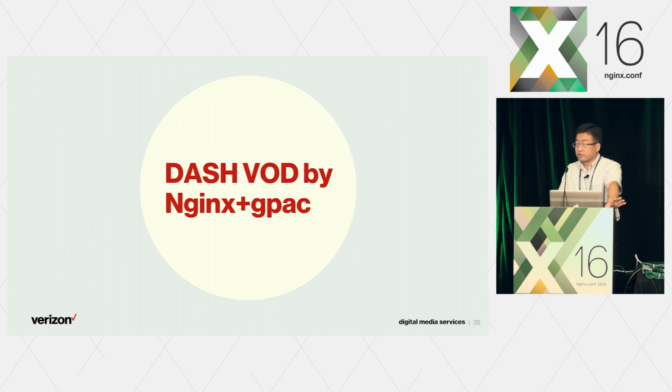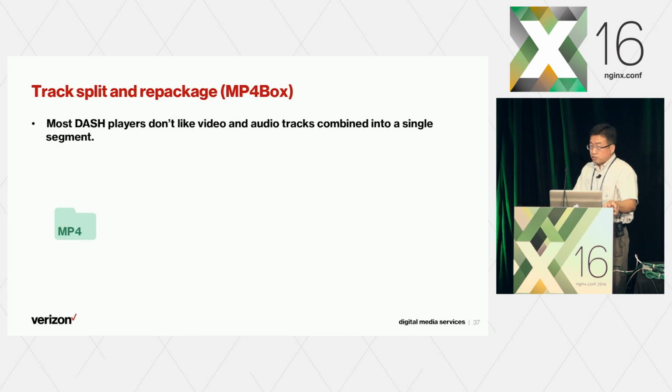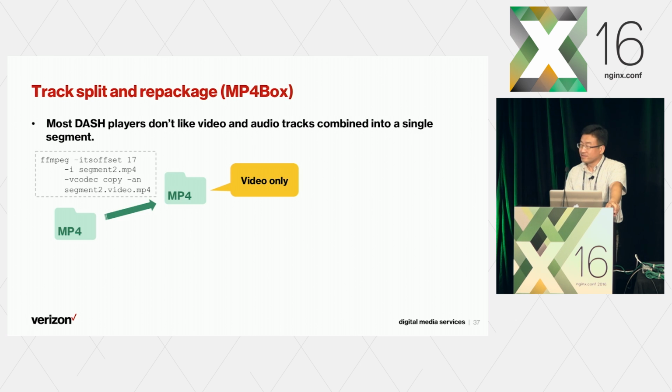MPEG-DASH can be generated using a similar method. You get the locations of iframes, then you have a DASH manifest template, and you can combine that information together to construct the DASH manifest file. You can also generate DASH segment files. One difference is in the case of DASH, players don't normally like segment files that have video and audio tracks in the same segment. So to make those players happy, we generate segments twice.